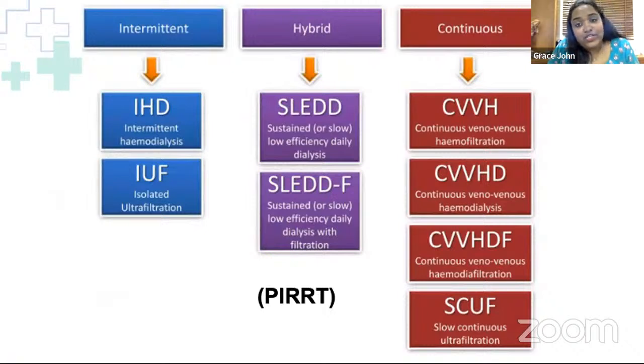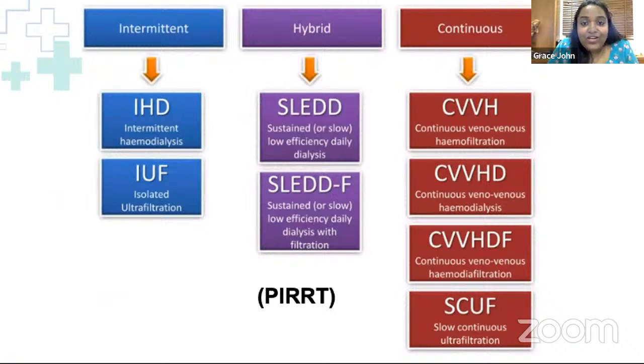Then come straight to the red columns, that are the continuous ones. Instead of giving it 3 to 4 hours, you do it continuously for 24 hours. That is, using the filter continuously for 24 hours. So you have many different things here. I know it can be extremely confusing, but if you learn the basics, it is so simple to understand what each one does just with the name of it.